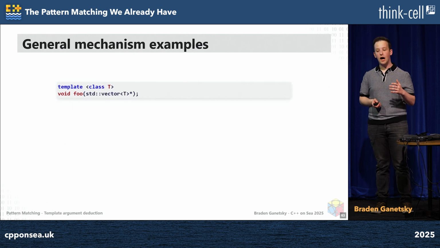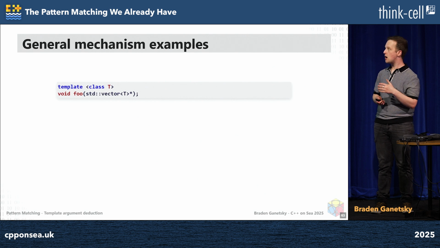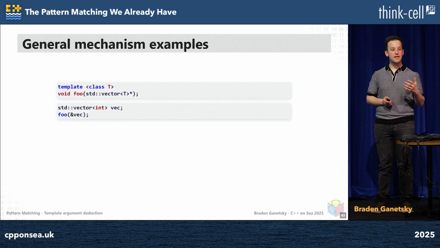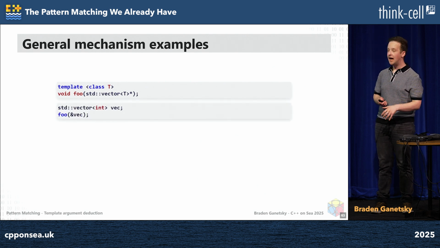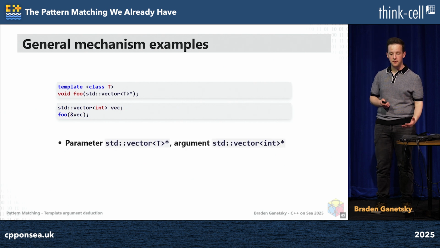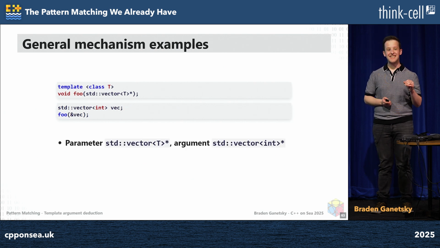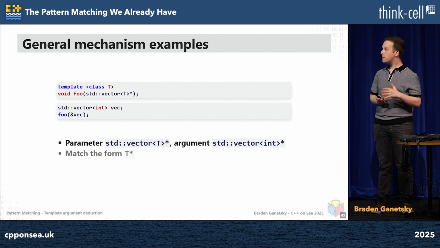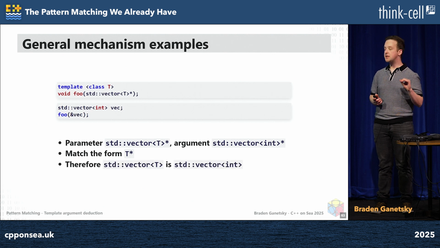Now we have foo of std::vector<T>*. And then again, I pass in the pointer to std::vector<int>. And so let's go step by step through it again. We have a parameter of std::vector<T>*. We have an argument of std::vector<int>*. Well, they both match the form pointer to T. And because of that, we can strip off the pointer, and we end up with std::vector<T> gets matched up to std::vector<int>.